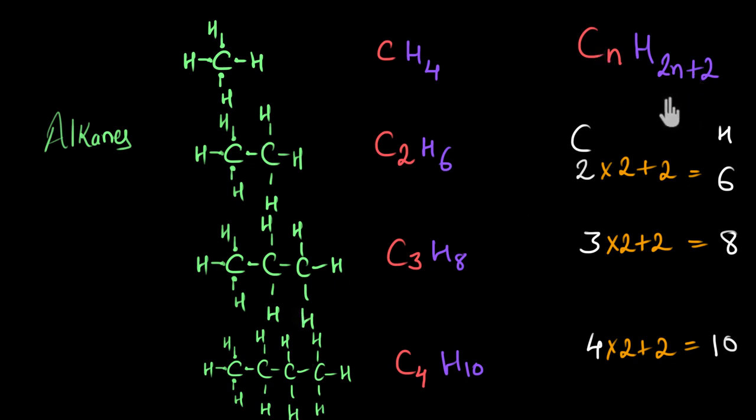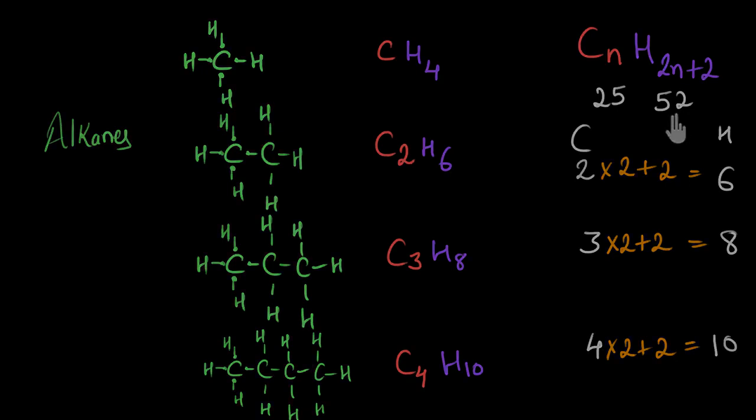If tomorrow you come across any alkane which has, let's say, 25 carbons, then the number of hydrogens will be twice 25, which is 50, plus 2, 52. So C25H52 will be the molecular formula. Isn't that very convenient? Now let's move on to alkenes.